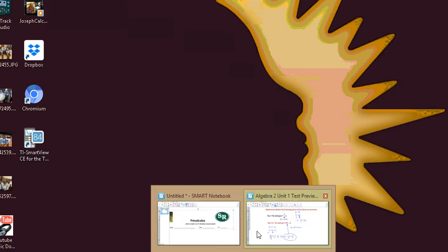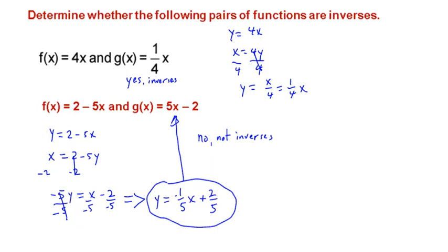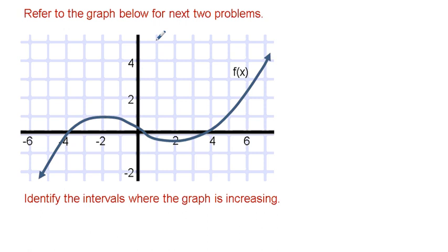Okay, next. Refer to the graph below for the next two problems. Identify the intervals where the graph is increasing. Well, when you say where, you're talking about x values. The x values where the graph is increasing. So we're increasing all the way from x equals negative infinity to negative 2.